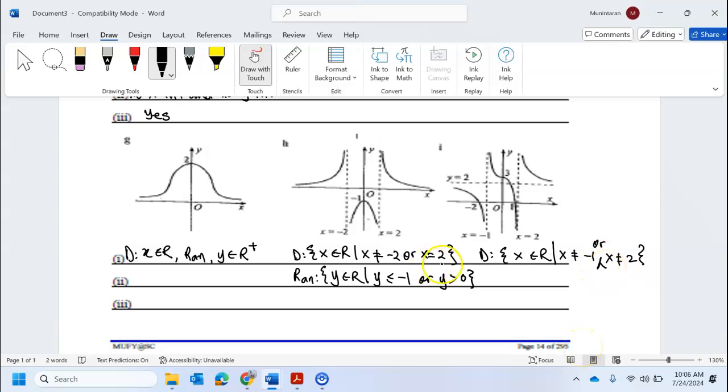Okay, and for your range, it is the y takes all the value except for 2. So it is R backslash 2. Okay, backslash 2, or you also can say the answer should be y subset of a real, okay, such that y does not equal 2. Okay, you can do that.